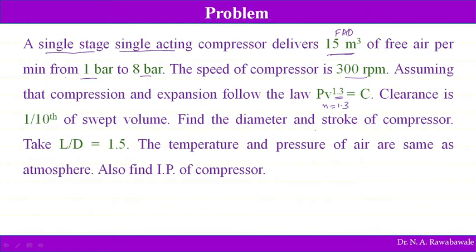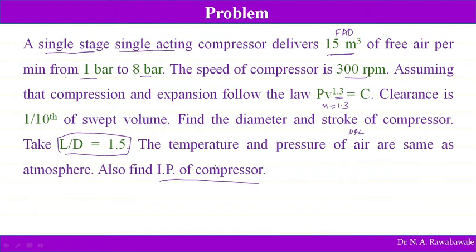Find the diameter and stroke length of the compressor. We have to find out D and L again. Take L by D ratio as 1.5. The temperature and pressure of air are the same as atmosphere at the inlet, and also find the indicated power of the compressor.